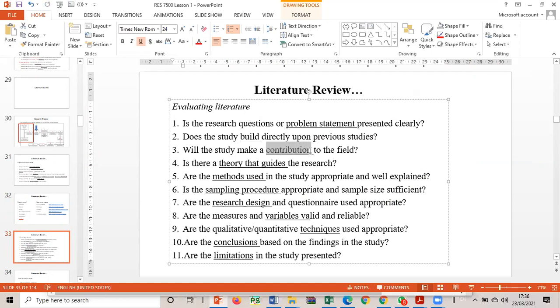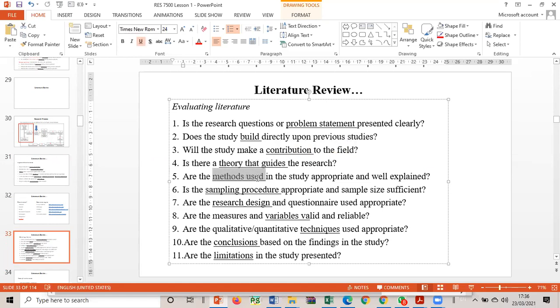Right? Do you think the fintech contribute? Fintech? Who is doing fintech? That's not there. Theory that guides. What theory? Right? Sometimes theory of planned behavior, whatever theory behind it.